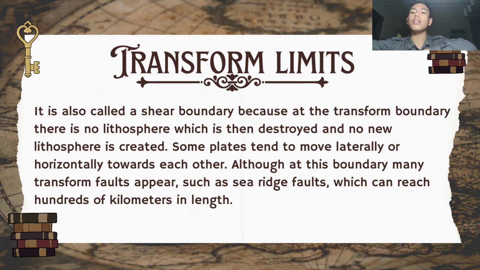Number 3 is transform boundaries. It is also called a shear boundary because at the transform boundary no lithosphere is destroyed, and no lithosphere is created. Some plates then move laterally or horizontally towards each other. Although at this boundary many transform faults appear, such as strike-slip faults, which can reach hundreds of kilometers in length.